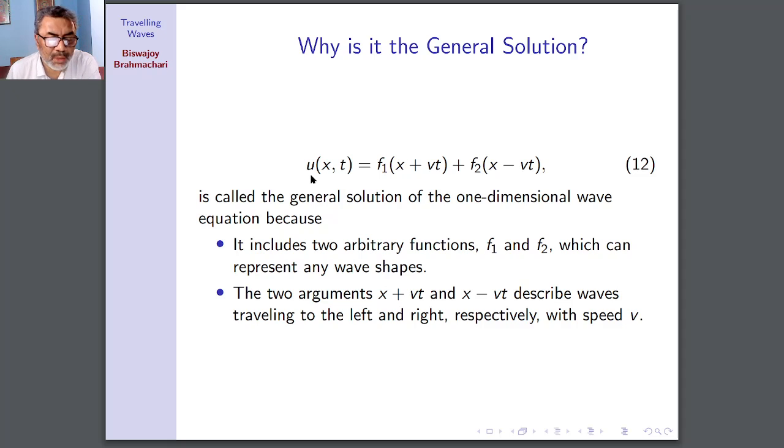So to summarize, we have shown that u(x,t) has the form f1(x plus vt) plus f2(x minus vt), where this represents a left going wave and this represents a right going wave.